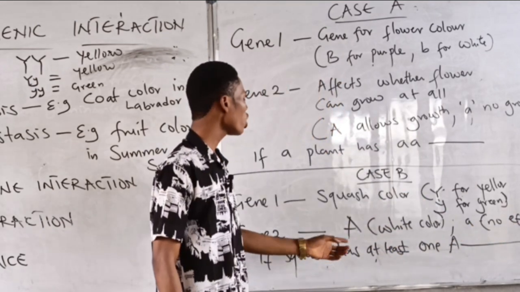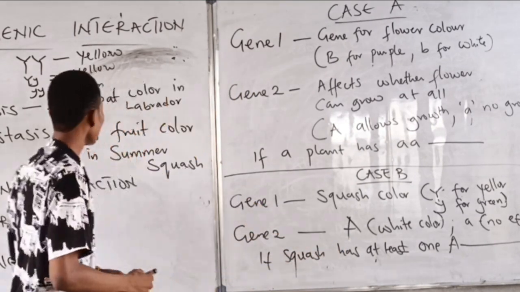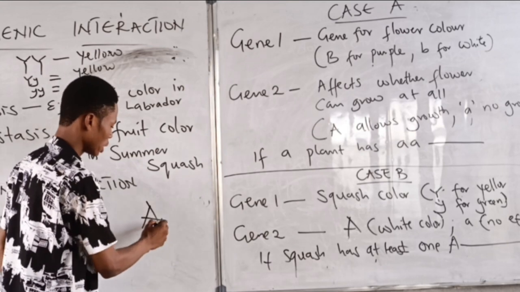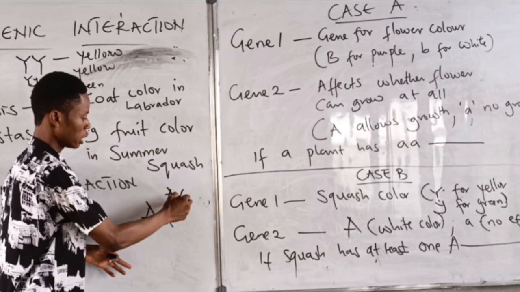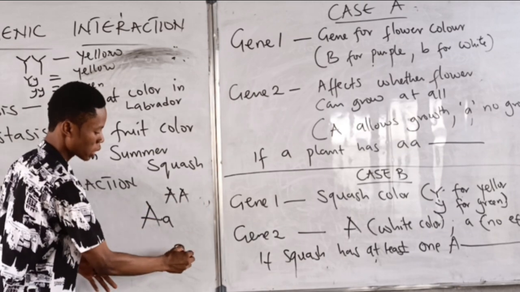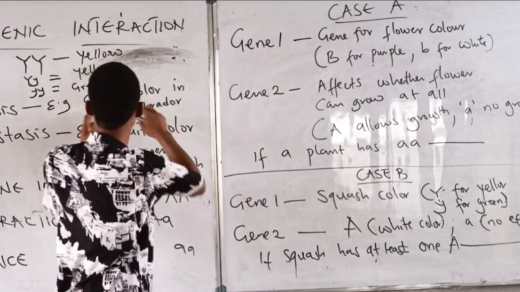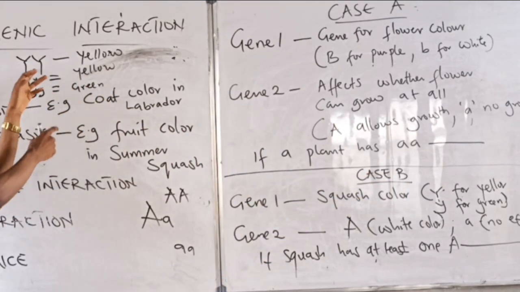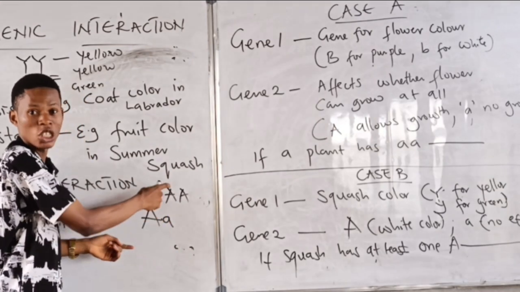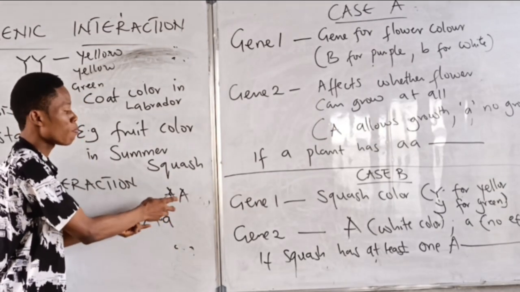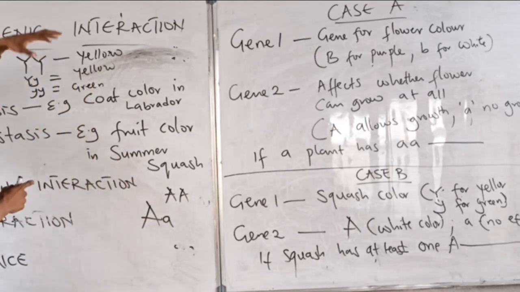Good. Now, if the plant has at least one dominant A, like this, the plant will have white color, right? Yes. What if it's like this? No effect. So any of these combinations can show forth, right? Yes. So long as the plant has at least one dominant A, the plant will automatically be white, regardless of whether it is this or this on the other gene.